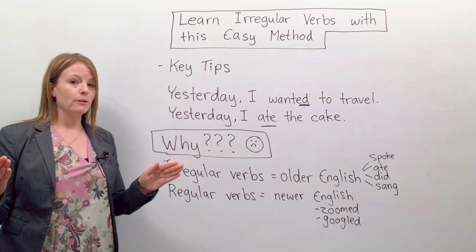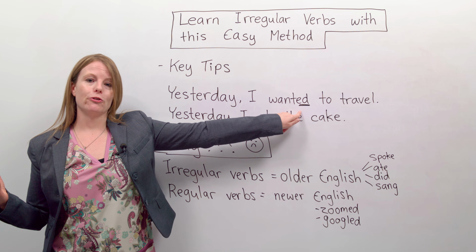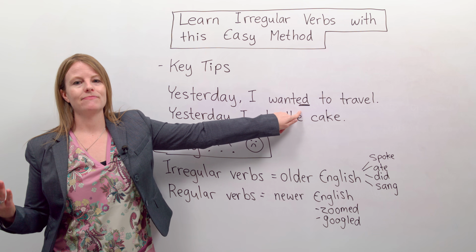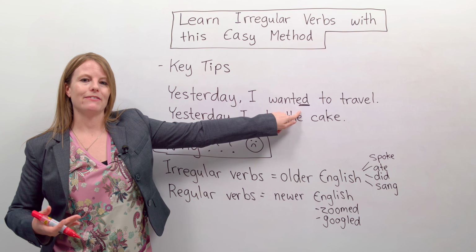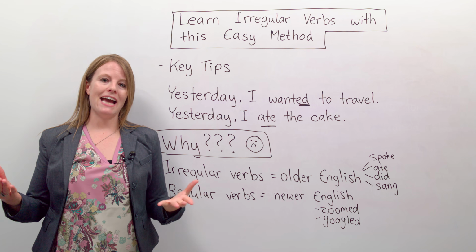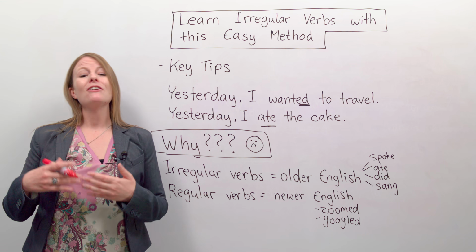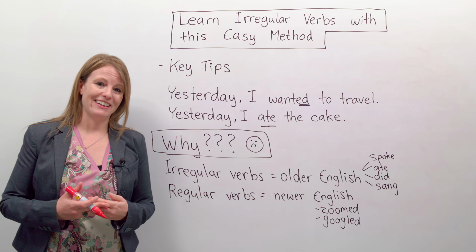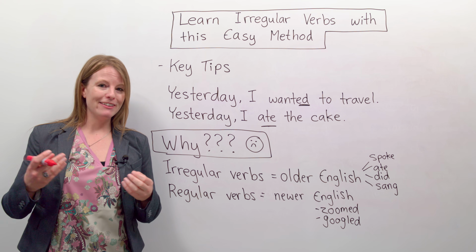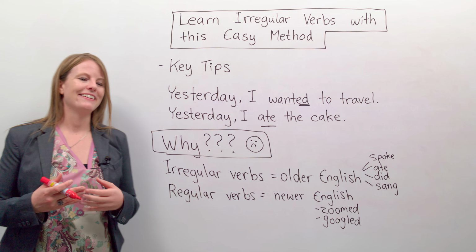So most verbs follow this ed rule, which you might have learned before. Learned is an example of this. For many verbs, we add ed to the end to make it a past tense verb. But not all verbs follow this, unfortunately, in English. We have these things called irregular verbs.